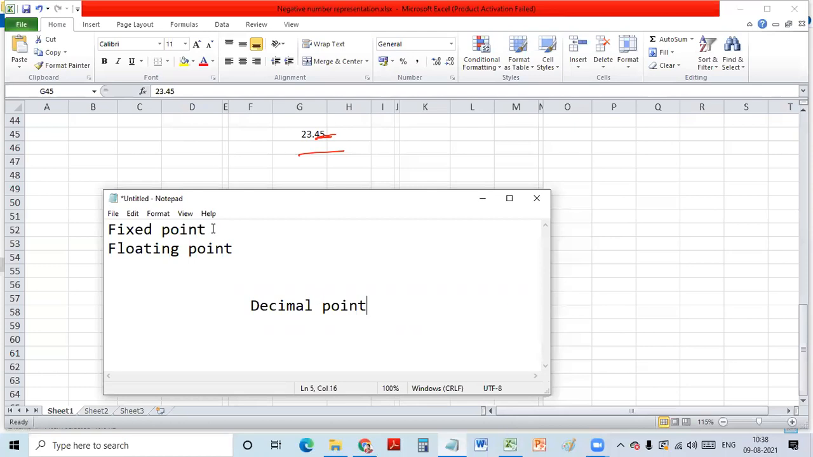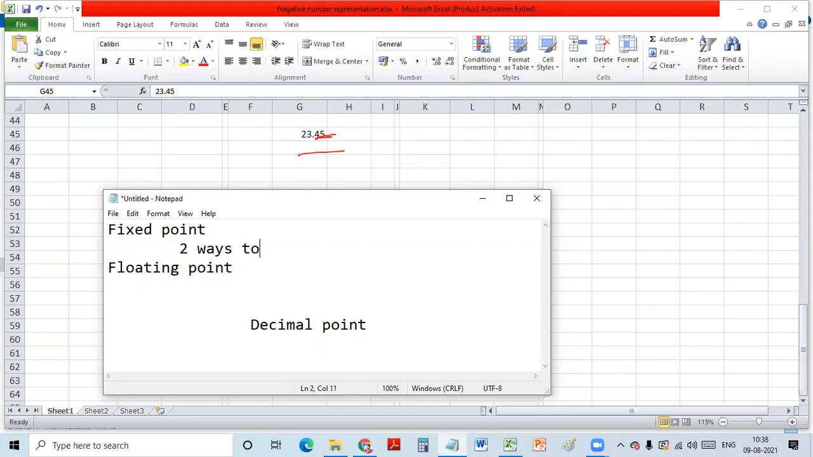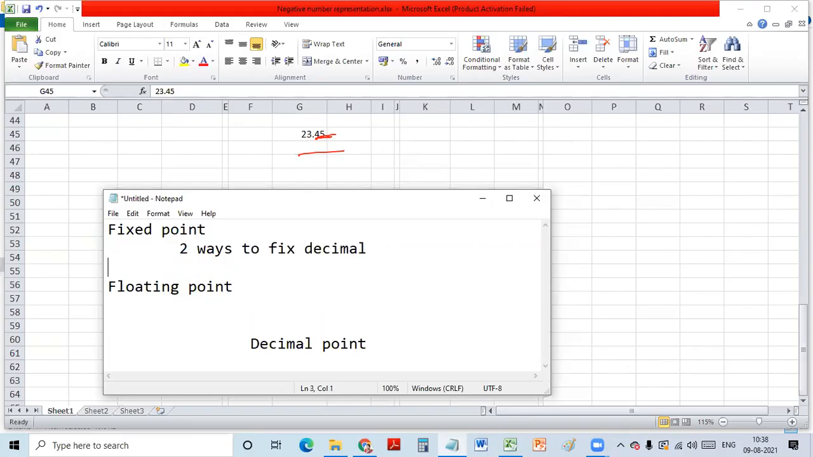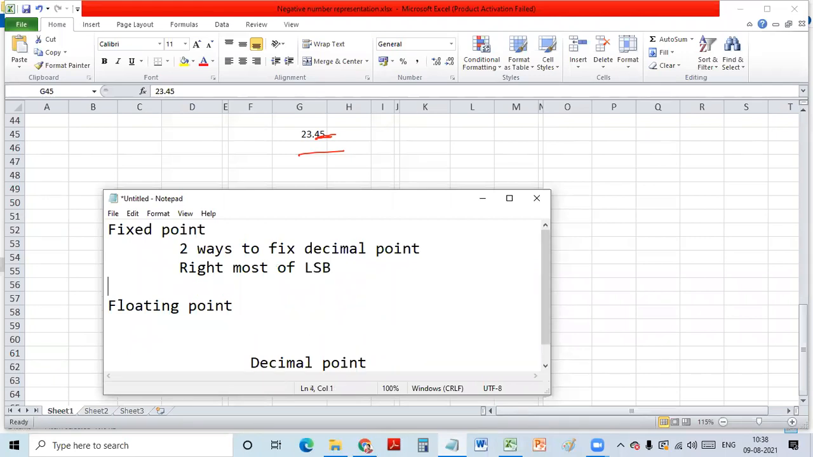So fixed point notation means the decimal point is fixed. Now where is it fixed? In fixed point representation, we have two ways to fix the decimal point. One is at the rightmost, the right side of the LSB, which is the least significant bit.